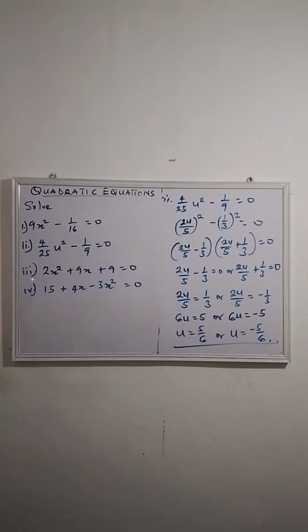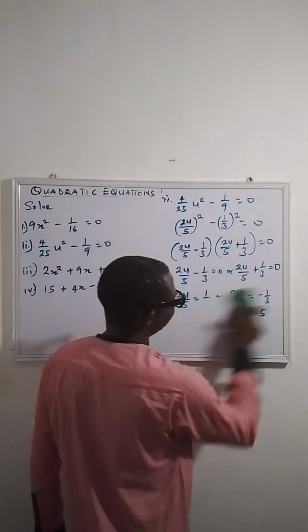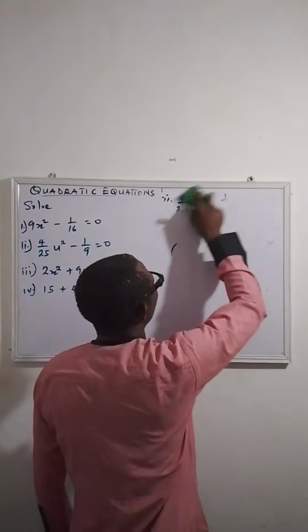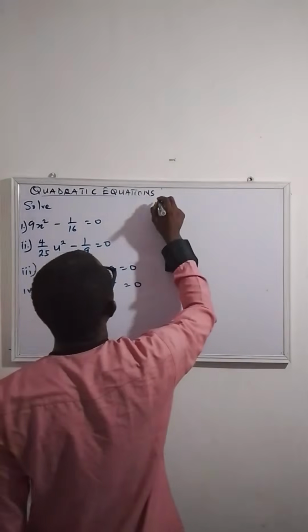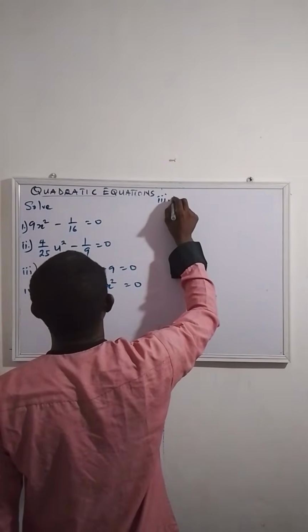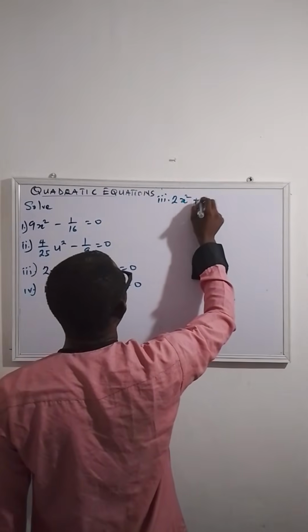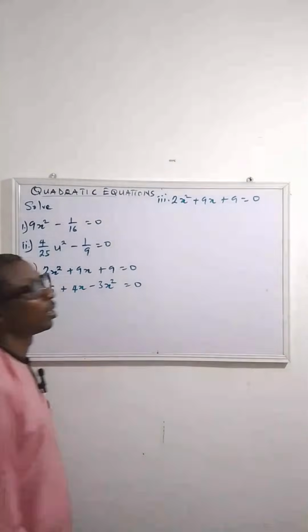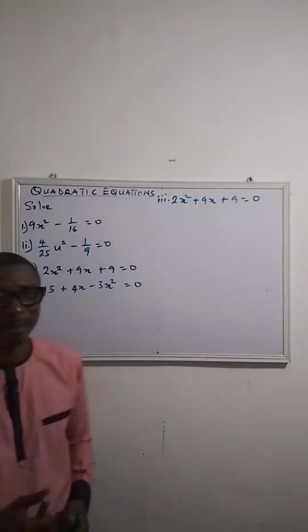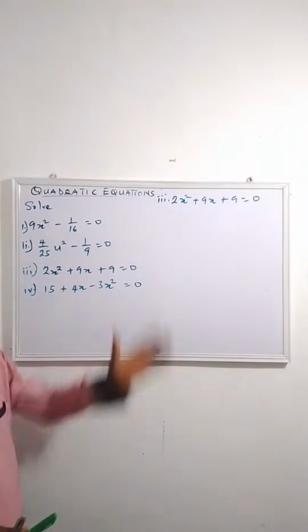All right, now let's move down to question number 3. So what do we have in question number 3? We have 2x squared plus 9x plus 9 equals 0. What is the first thing to do here? How do we do this?